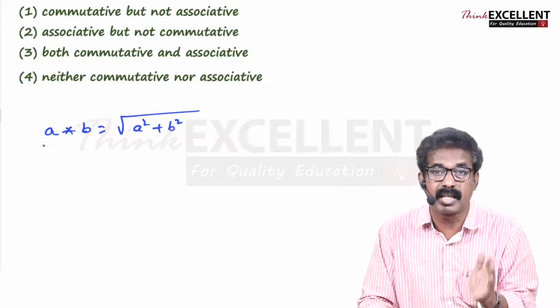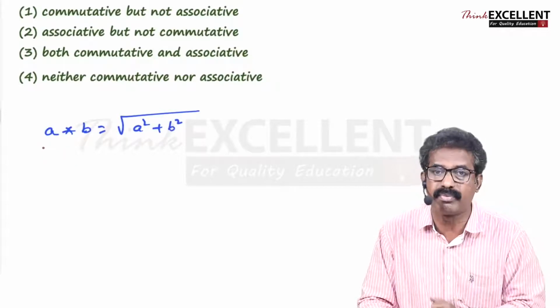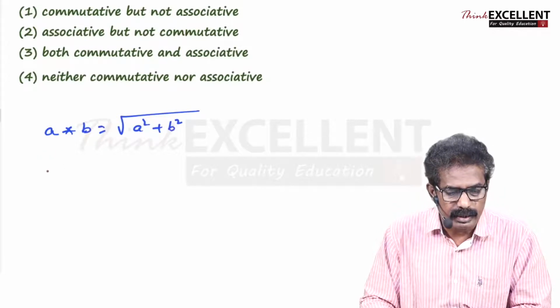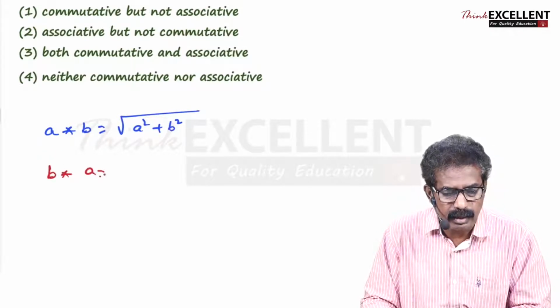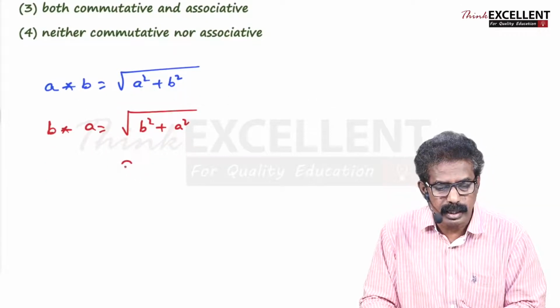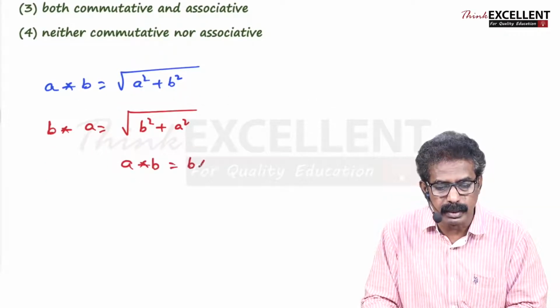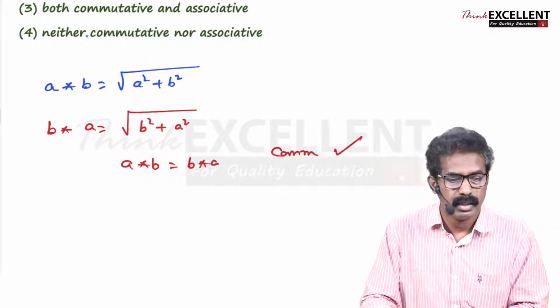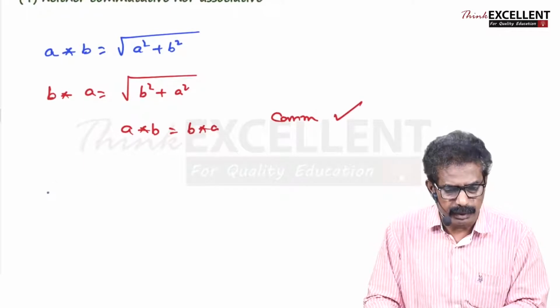How do they define star? A star B is equal to root of first term square plus second term square. So then what is B star A? Root of first term square plus second term square. Both are same only, no? So A star B is equal to B star A. So the commutative property is satisfied.